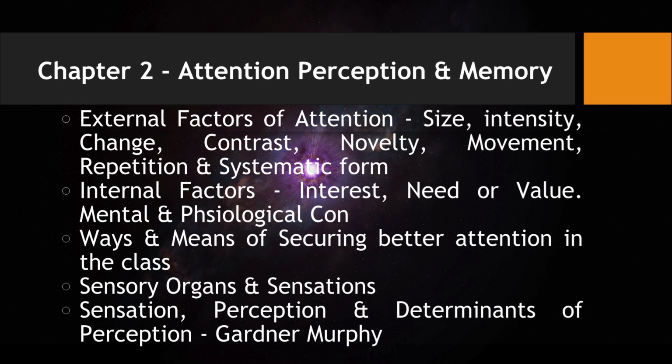Visual stimulus: eye, visual sensation, seeing. Auditory stimulus: ear, auditory sensation, hearing. Smell and odor stimulus: nose, olfactory sensation, smelling. Taste stimulus: tongue, gustatory sensation, tasting. Tactile stimulus: skin, tactile sensation, feeling of touch.